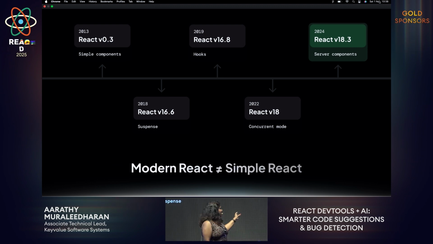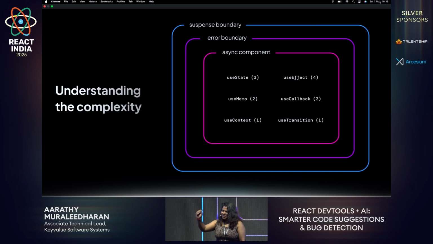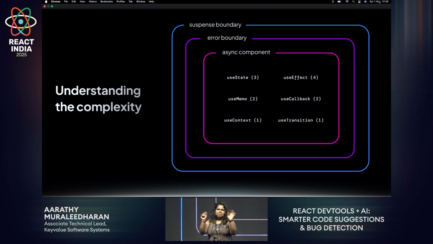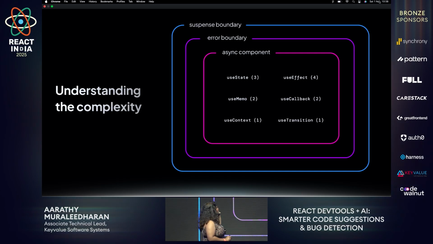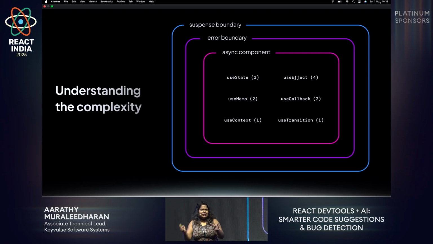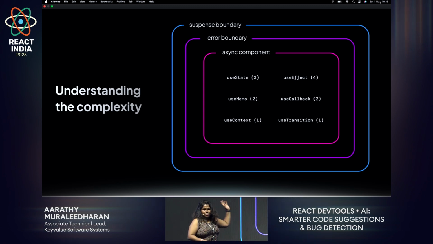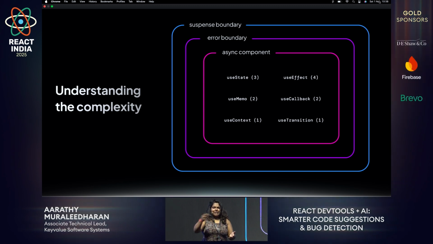Yeah, so basically, modern React is not simple React. To understand the complexity, I'm dissecting a simple component here. This is a simple representation of a component. I'm saying I'm having a component with more than 10 hooks. 10 might feel like a large number, but thinking about it, I'm having 3 states, 2 useEffects, some hooks like memos or context, or there might be custom hooks as well.